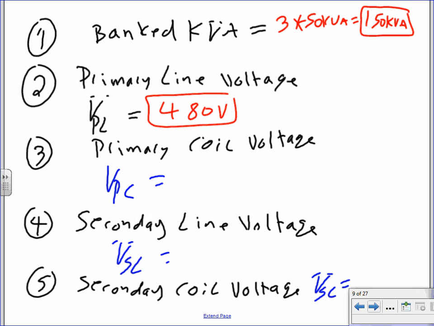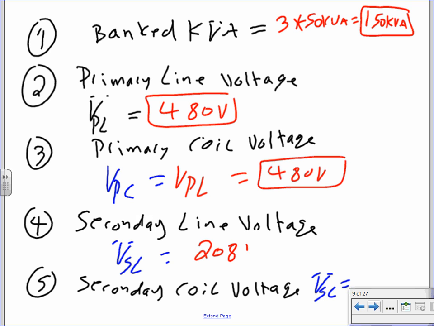Primary coil voltage, it's a delta. So what happens in a delta, guys? The line voltage and the coil voltage are the same. So on the primary side, it's 480 as well, line and coil. I like to write it this way, so it keeps reminding us: V primary line equals 480 volt. Secondary line voltage, guys. Adam, what was it? Line to line, 208, right?